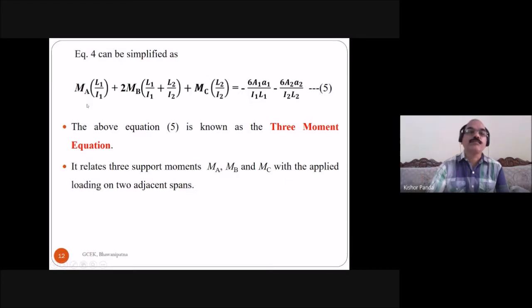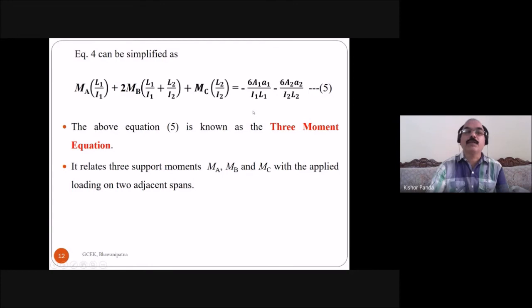Here you see, in the three-moment equation, there are three moments at three supports: MA, MB, MC, and the lengths. So the three-moment equation depends on the three moments, the lengths, the moment of inertia, and the load. Due to the load, you have to draw the free bending moment diagram. Then you have to find out what is the area.